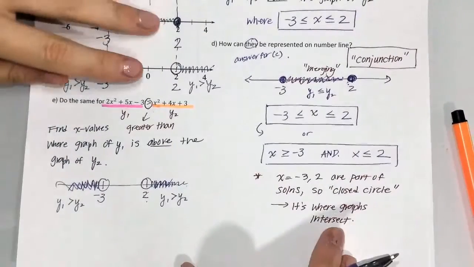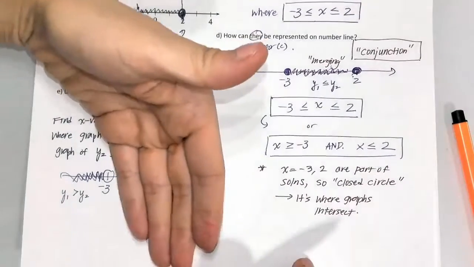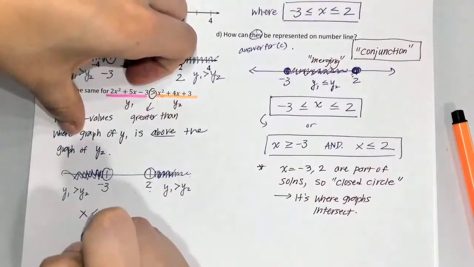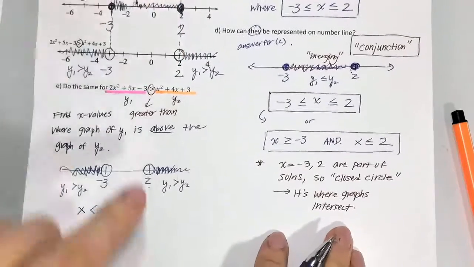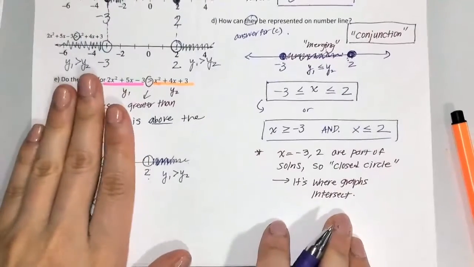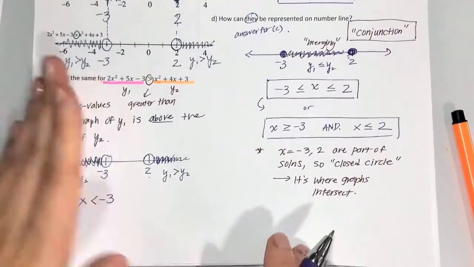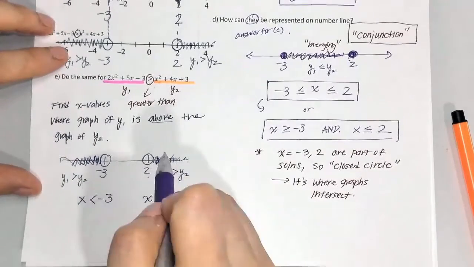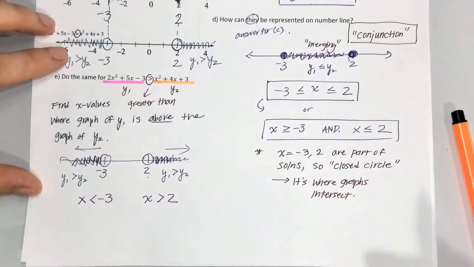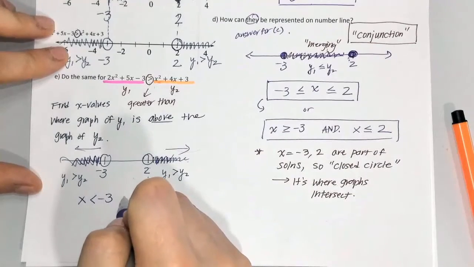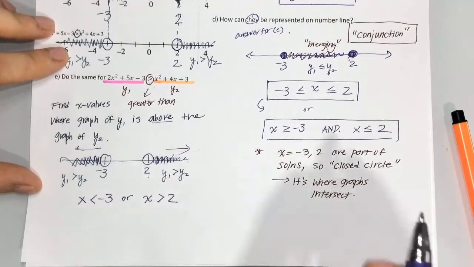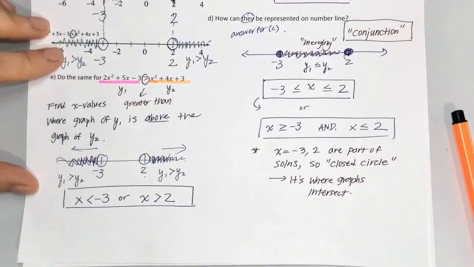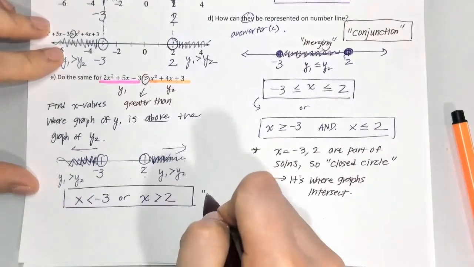So let's write an inequality one at a time. Left side is where to the left of -3, so x is less than -3. The right side is where to the right of 2, so that's x is greater than 2. And since they're going in opposite directions, now we use the word or. And that is the solution, and we call this a disjunction.